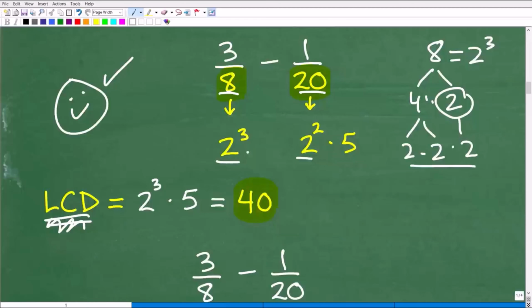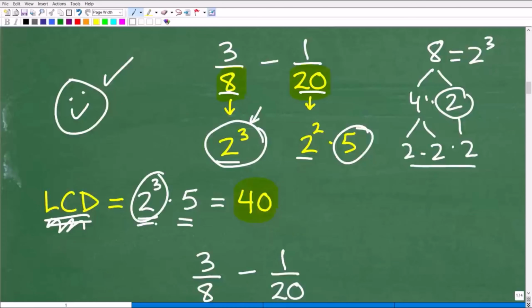So which of these do we pick, or do we pick both? Well, because 2 is represented twice here, all we need is one 2 in our prime factorization, but we always pick the highest power. So between 2 cubed and 2 squared, we'll pick the highest power of 2. So that's 2 cubed. And then right here, we need to have that other prime factor represented, the 5. So you can see 2 cubed times 5, this right here is going to be 8 times 5, which of course is 40. So if you ever were thinking to yourself, well, how do I exactly find the LCD?